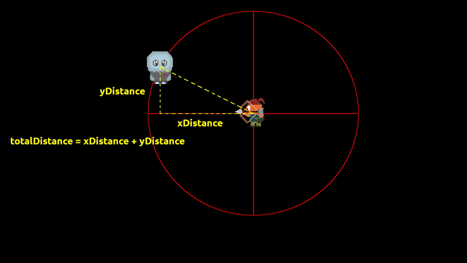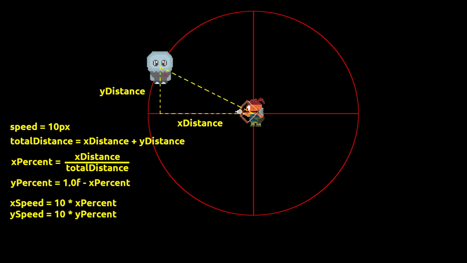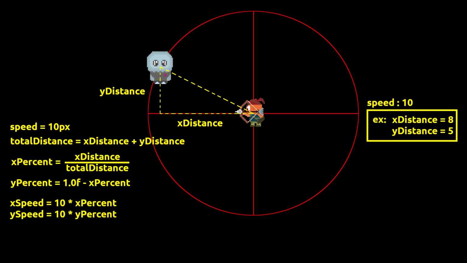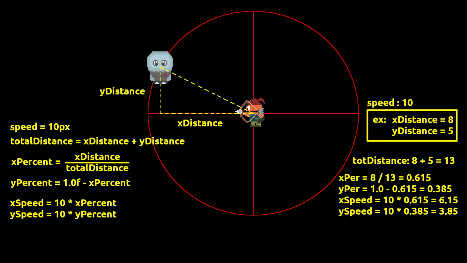And with this total distance, we can divide X distance with the total distance to get the percentage of the total distance for X. Then we get the X speed by multiplying speed, which in this case is 10, with the X percent. And then we have the X speed that will be updated every update. And to get the Y speed, we need a Y percent, and we get the Y percent by 1 minus the X percent. So now we have both the X speed and Y speed, and that is how we're going to update in every frame, or every update rather, the position of the projectile.